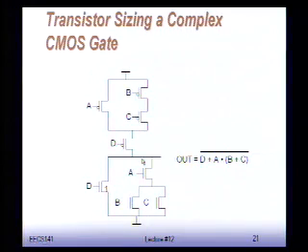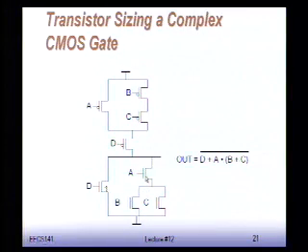Does anyone want to guess? Who's for one? Raise your hand if you think there is one transistor in the worst case. Who's for two? Okay, pretty much everyone should be for two because there is two.